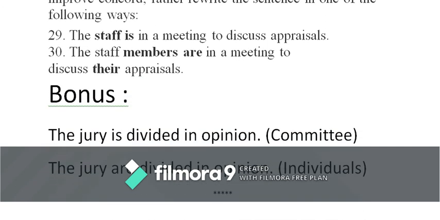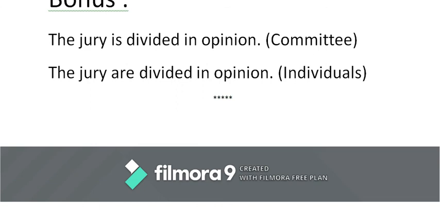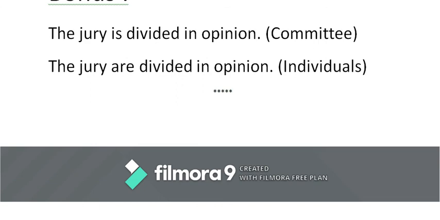An additional pointer, the word jury. The jury is divided in opinion, and the jury are divided in opinion. It is for evaluation, and the answer is that both are correct. Why? Because the context is different. That means the meaning is different. If you consider the jury as one body, a committee, then you say is divided in opinion. But when you say the jury and you think of the people that are part of the jury, when you think of the people as individuals, you say the jury are divided in opinion.